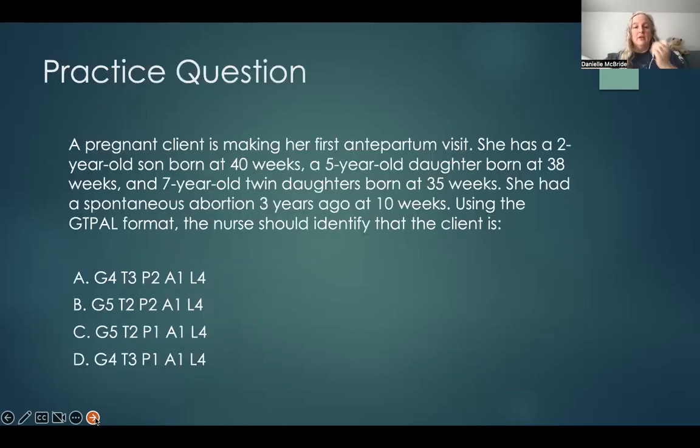All right, so let's practice this way. A pregnant client is making her first antepartum visit. She has a 2-year-old son born at 40 weeks, a 5-year-old daughter born at 38 weeks, and 7-year-old twin daughters born at 35 weeks. She had a spontaneous abortion 3 years ago at 10 weeks. Using GTPAL, the nurse should identify the client as what?